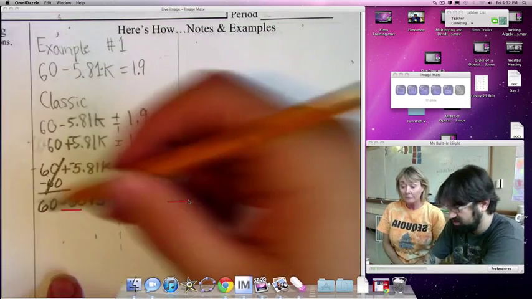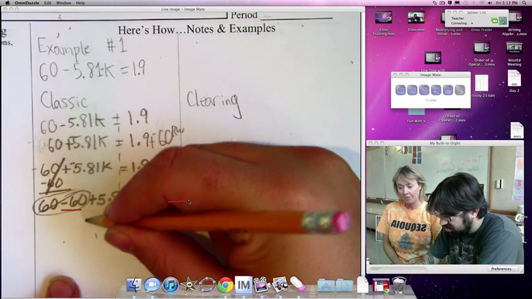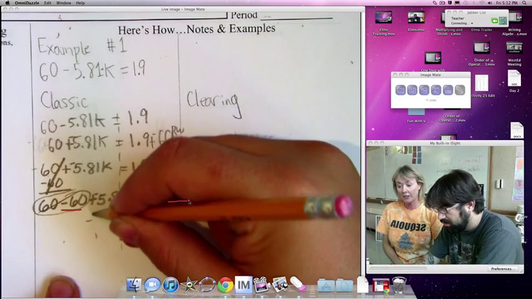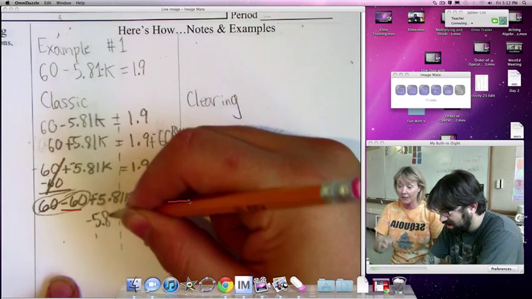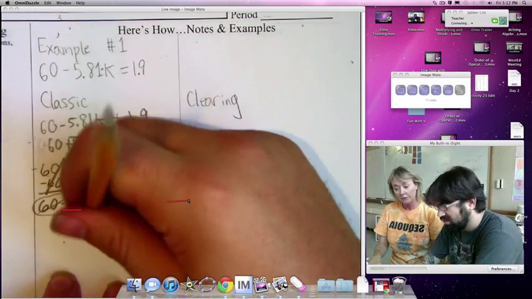So 60 minus 60 is? 0. 0, absolutely. So all we have left over here is negative. Oh, yeah, I forgot that negative. Be careful. You got to be careful when you do your problems. You do it correctly. Right, so that's a little neater for everybody at home.